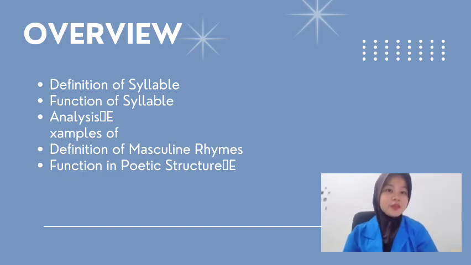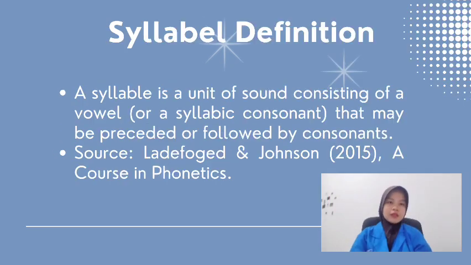Alright, here's a quick overview of what we'll cover today. First, we're going to talk about syllables: what they are, their function, and some examples. Then we'll move on to masculine rhymes, also with definition, function, and examples. This will give us a good foundation for understanding English phonetics and poetry. Let's start with syllables. So, what exactly is a syllable?